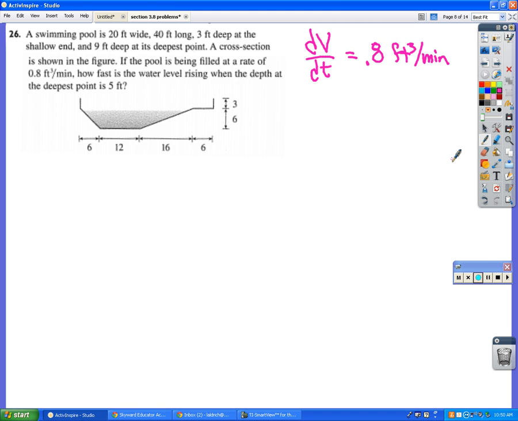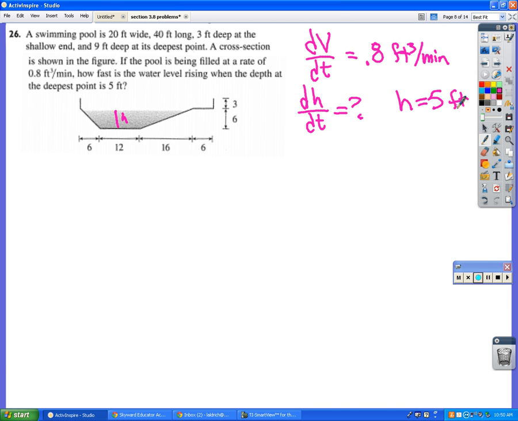So you just write a formula, take the derivative, plug that in, and you're good. Let's move on. If the pool is being filled at a rate of such and such, how fast is the water level rising when the depth at the deepest point is 5 feet? So that's the height of the water right here. The first thing you should recognize is we're trying to find dh/dt. Again, seems to be a common theme. And we know that at that moment in time, the height will be 5 feet.